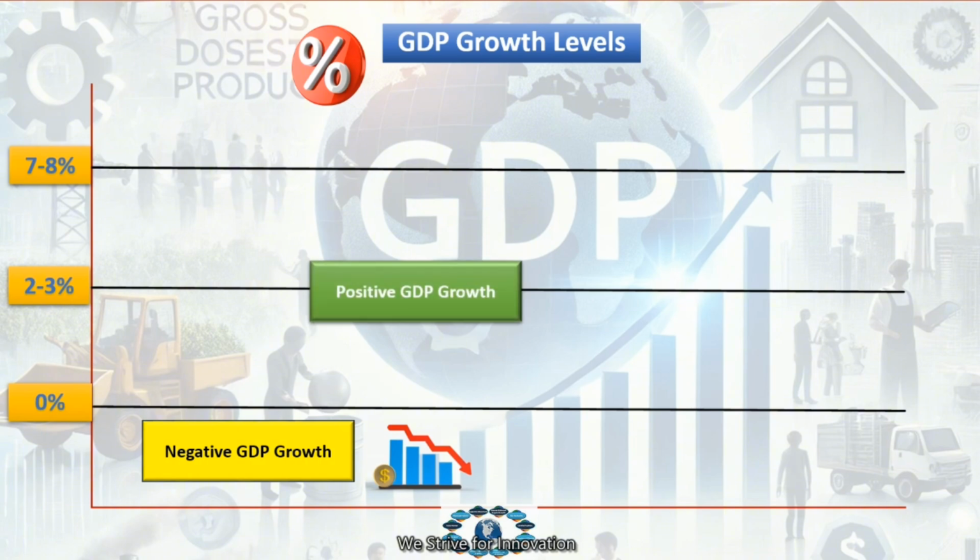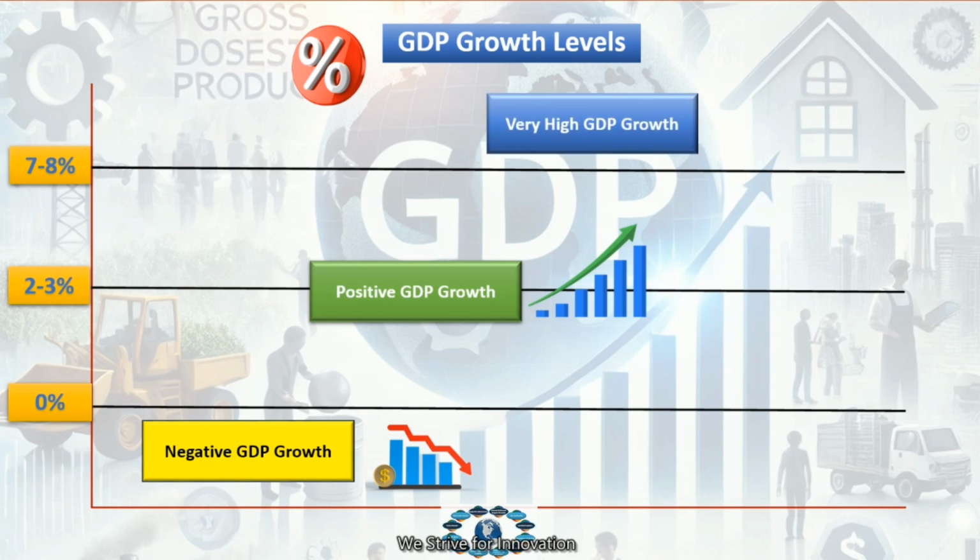If it is between 2 and 3%, generally a GDP growth rate between 2 and 3% per year is considered healthy for a developed country. It suggests that the economy is growing steadily without overheating. Anything above 7 to 8%, consider very high GDP growth. Extremely high GDP growth above 7 to 8% might sound good, but it can also sometimes indicate an economy that is overheating, which will lead to inflation or unsustainable growth.